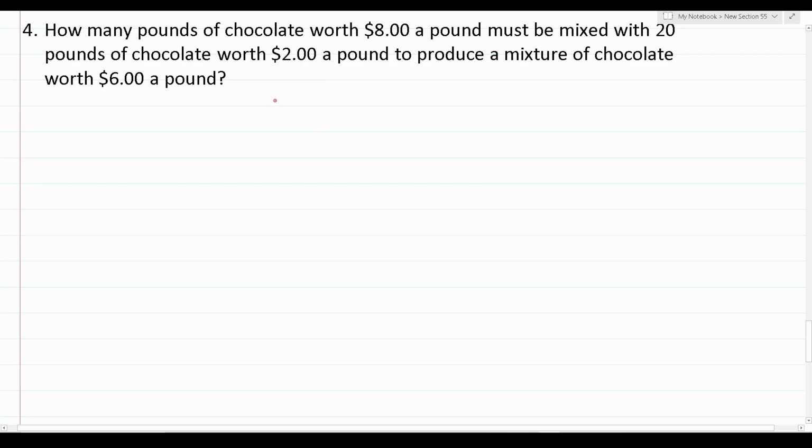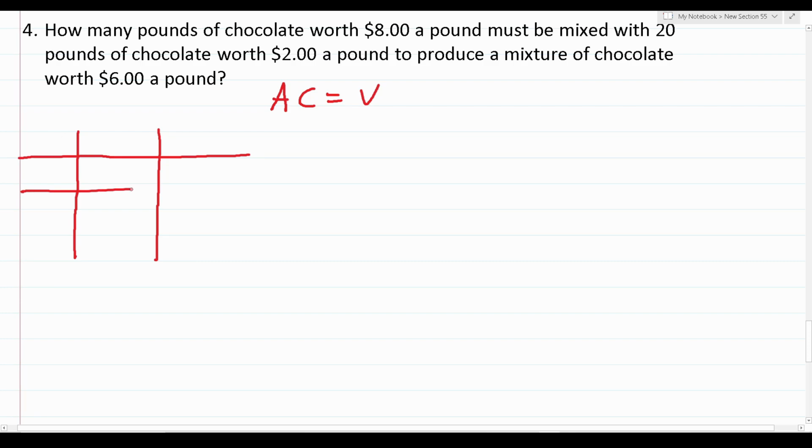All right, so again, if it's helpful, you can write this down. Amount times cost equals value. And in this case, you also want to make a chart to help structure your work here. Again, we're going to have 3 rows in this chart. One row is for one type of chocolate, one row is for another type of chocolate, and the third row is going to be for the blended chocolate. And again, this is amount times cost equals value.